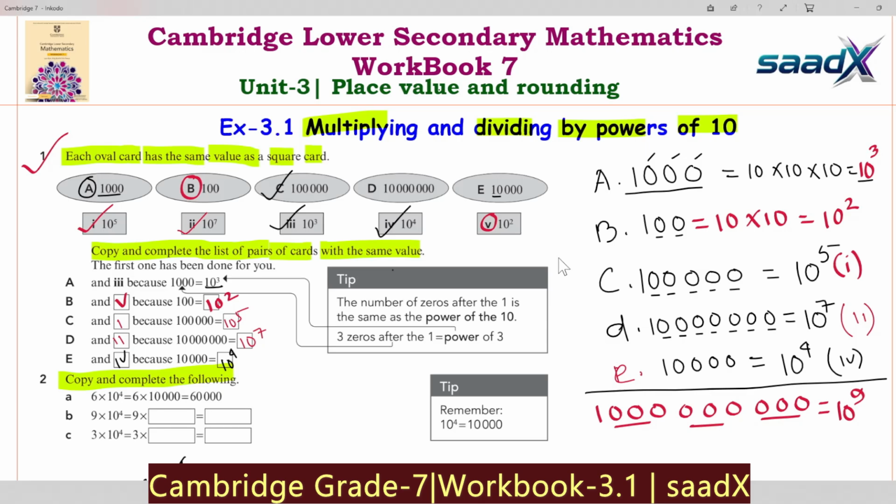We are starting the Cambridge Lower Secondary Mathematics Workbook 7, and we are in Unit 3, Place Value and Rounding.